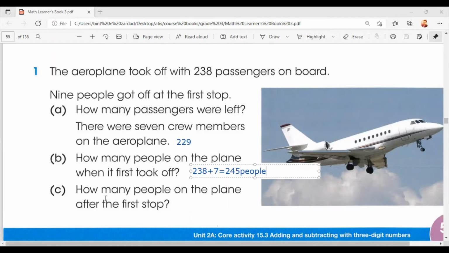Okay, how many people on the plane after the first stop? Obviously 9 people got off, so 245 minus 9. 5 from 45, 5 gone, 240, and 4 more gone, 236. From 245 minus 9, it's coming 236. So 236 people, not passengers. Now here you can write passengers. How many passengers? 229 passengers.